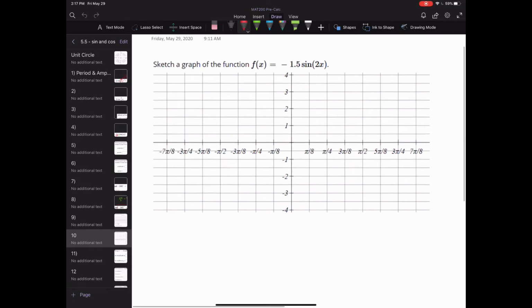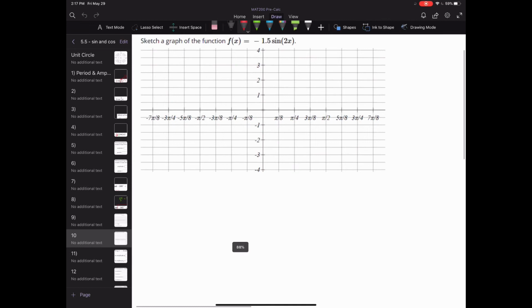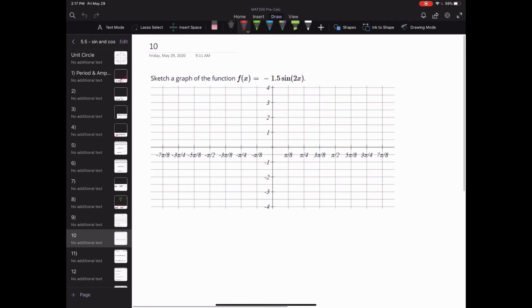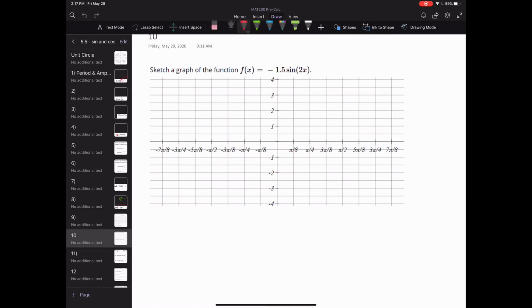Sketch a graph of this. Ooh, I'm really upset I didn't put any of these answers, just to double check, because one tiny mistake and it will throw me off. Anyway, we know that the amplitude is 1.5, but this negative sign is going to flip it around. But still, when you flip 0 around, it remains 0, so we know that's going to be a starting point. And 2 pi over this number, the period is pi. So one entire curve fits in pi radians.